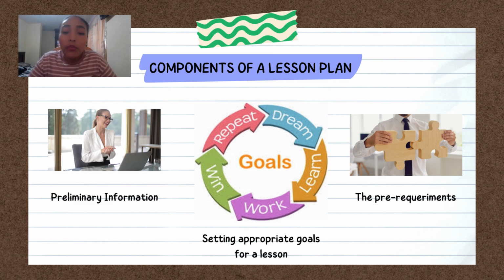About setting appropriate goals for a lesson. It is crucial to develop clear and specific objectives that define what the student should be able to do by the end of the lesson. These include general objectives, the overall purpose of the lesson, and specific objectives, the purpose of individual parts of the lesson that lead to achieving the main objectives.